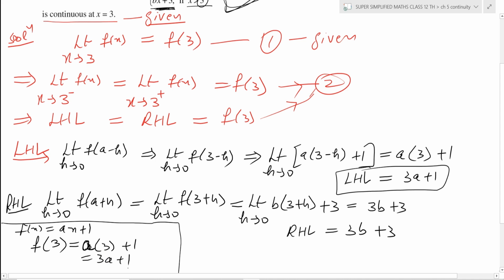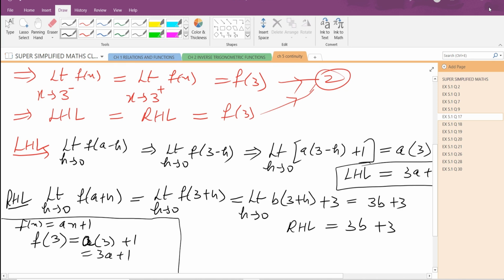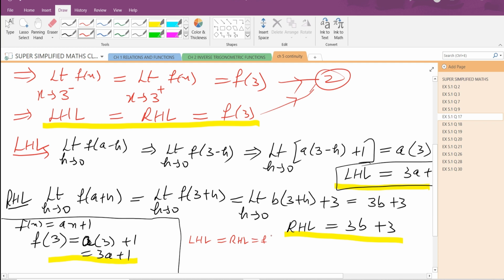So now I have got the value of LHL, RHL as well as the value of the function at the point 3. This is the value of LHL, this is the value of RHL, and this is the value of the function at the point 3. And where do we have to substitute all these values? We have to substitute all these values in this equation. And what is this equation? Equation 2 is that the left hand limit should be equal to the right hand limit, which should be equal to the value of the function at the point 3.